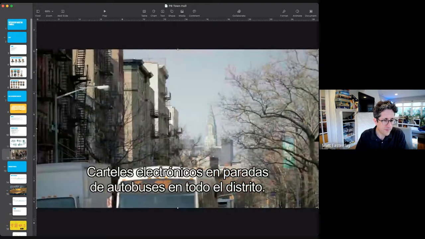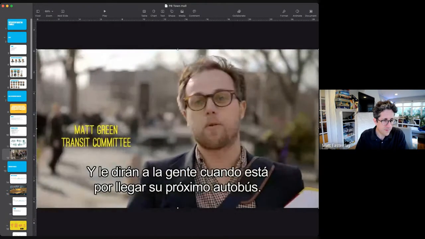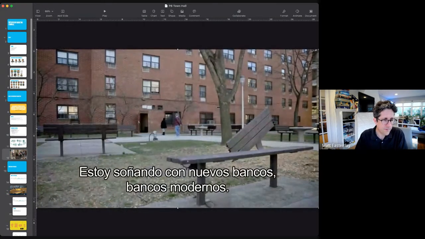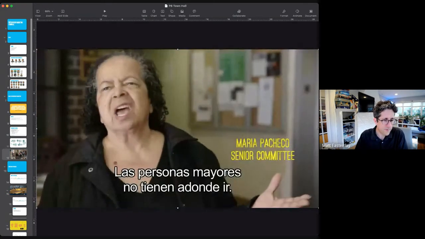Displays and shelters throughout the district. They will tell people when the next bus is due to arrive. And really, seniors have nowhere to go.